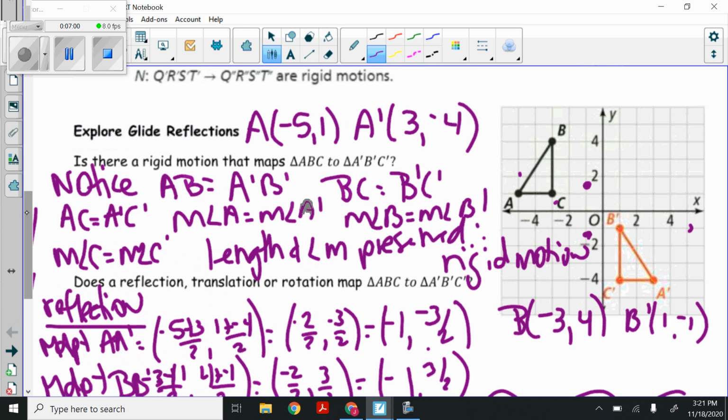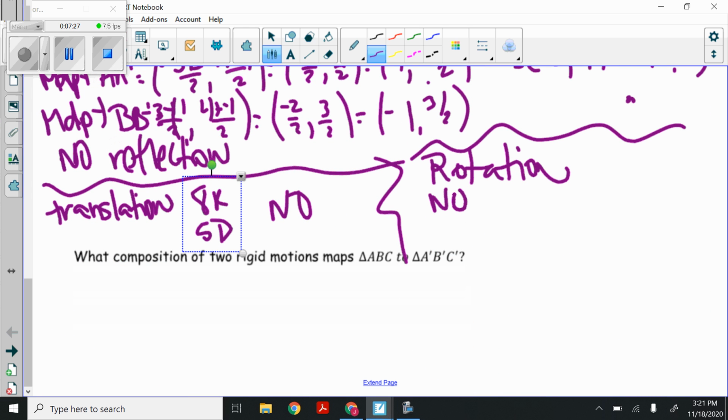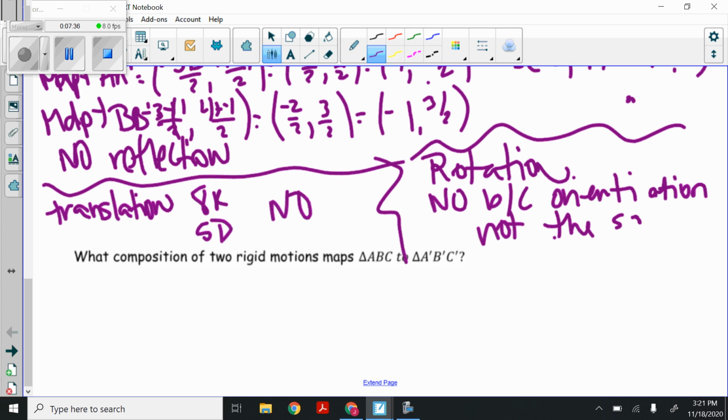Rotation, remember that my orientation would be the same. I notice right off the bat that the orientation of my triangle is not the same, right? So if I were to rotate this triangle 90 degrees, A would be down here, but B would be over here. Rotate it again, my B would have been down here instead of up there. So I can easily see that there is no rotation because my orientation is not the same. So in order to get from triangle ABC to triangle A prime, B prime, C prime, it was not a single translation, a single reflection, or a single rotation.